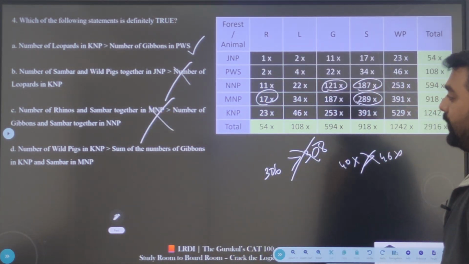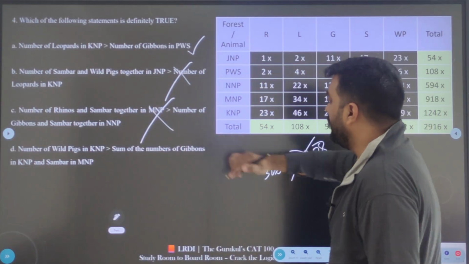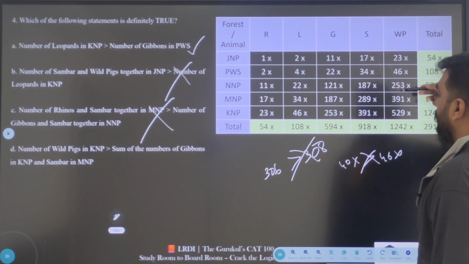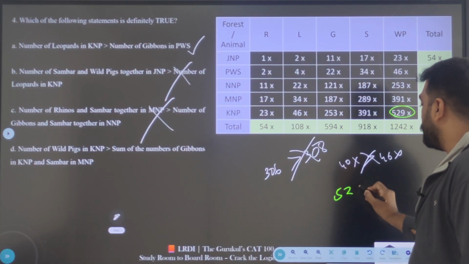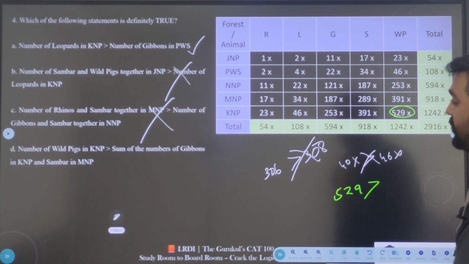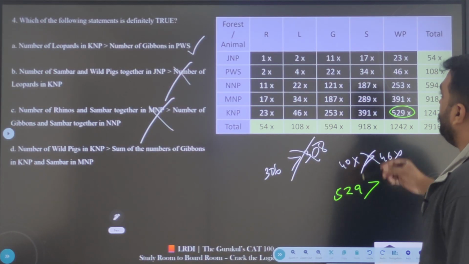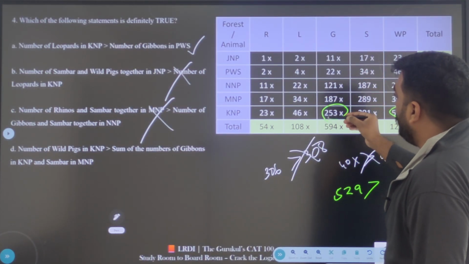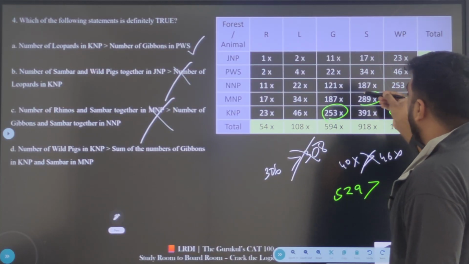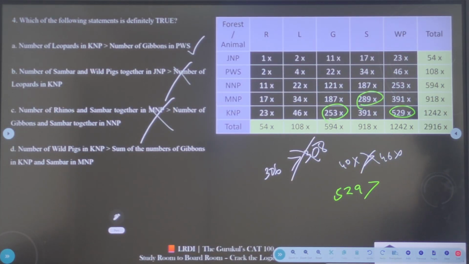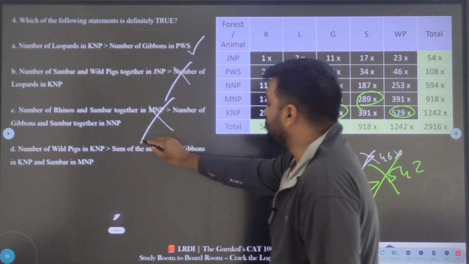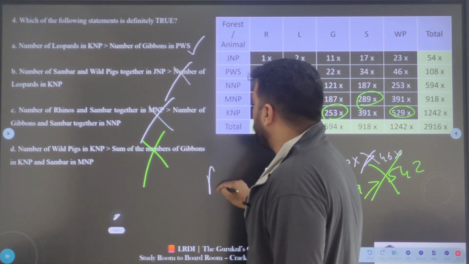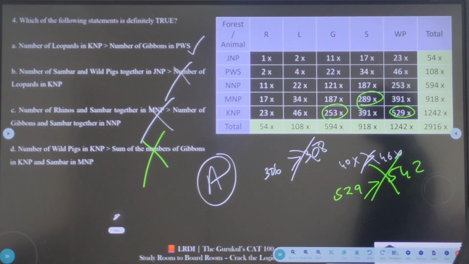Okay, option D. Number of WP in KNP, KNP 529, more than G in KNP and S in MNP. G in KNP and S in MNP, 253 plus 289, that will be equal to 542. Very good. This is not happening, so this is also not true. So your answer is option A. That is the only statement which is definitely true.